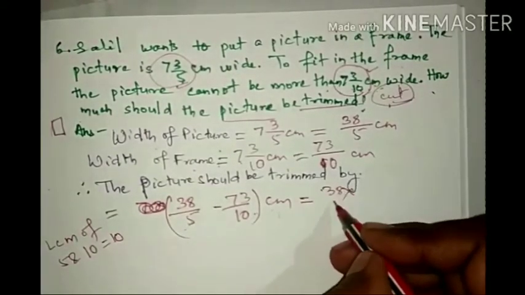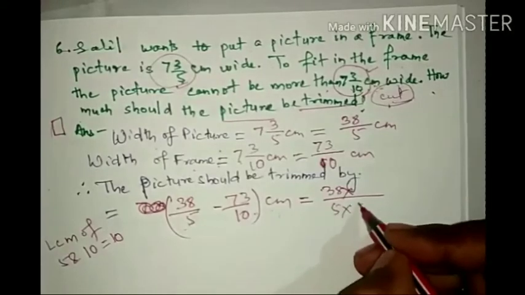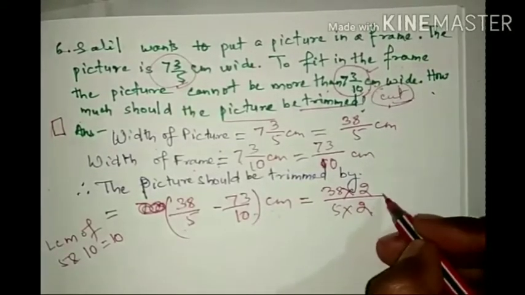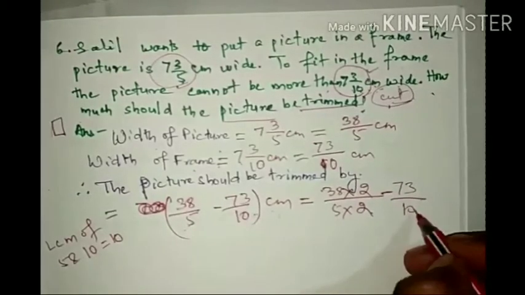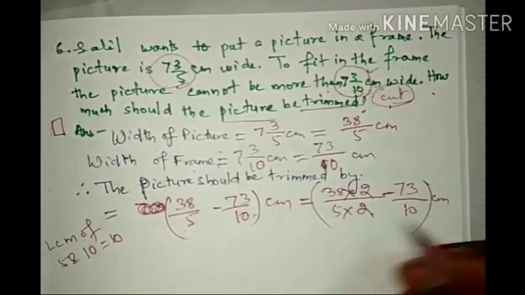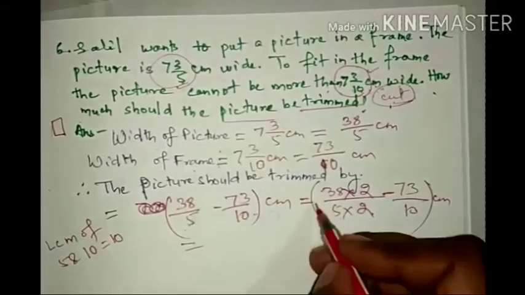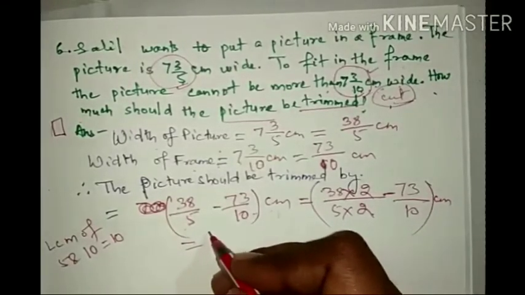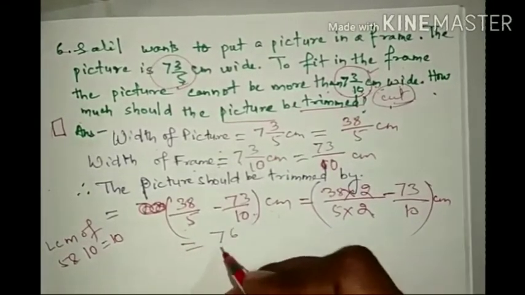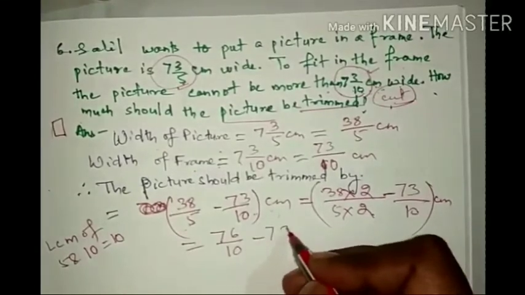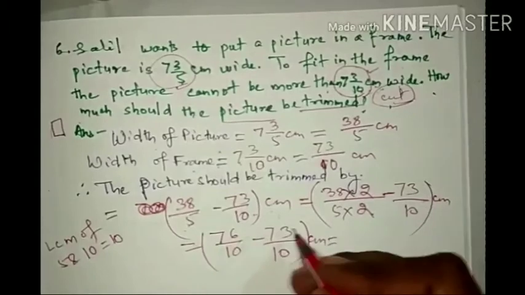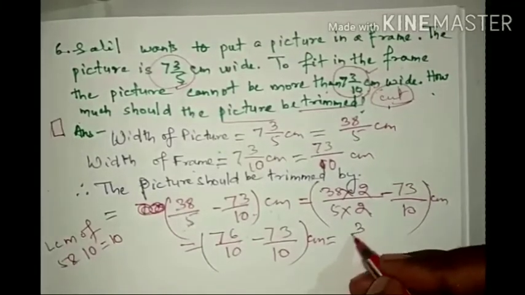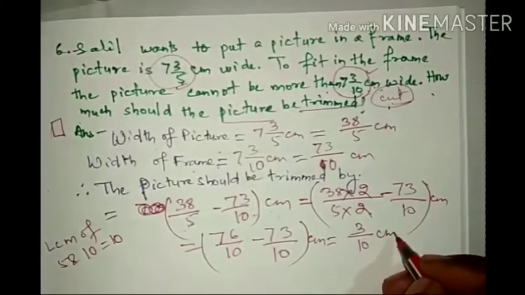38 into by 5 into 5 into 2, 38 into 2 minus 73 by 10. Already here 10 is there, no need of converting. Equal to 38 into 2 equal to 76 by 10 minus 73 by 10, equal to 76 minus 73 equal to 3 by 10 cm.